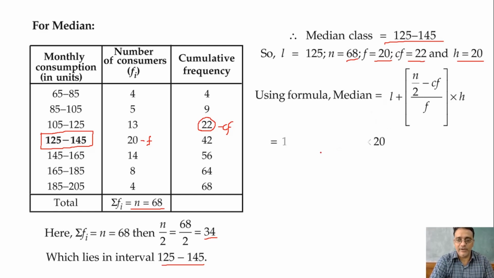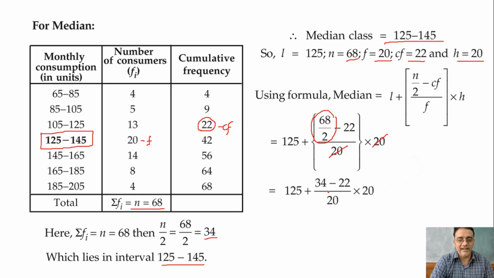The value of L is 125 plus 68 by 2 minus 22. Okay, so 68 by 2 we have already calculated, so you can write directly 34 also. Okay, 34 minus 22 upon 20, this 20 cancels. So 34 minus 22 will give 12. Okay, after cancelling these two. So final answer is 137. So this is the median.